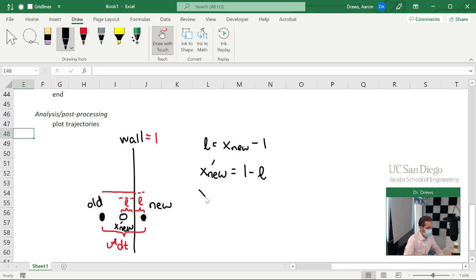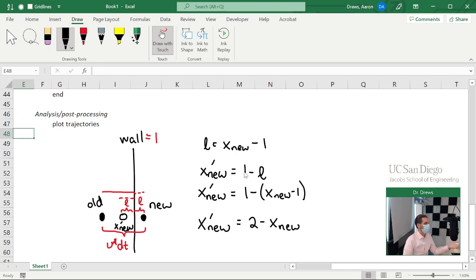And so I can substitute in a couple of these values and get my first wall correction, which is 1 minus L, and L is x new minus 1. And so the corrected value x new prime is 2 minus x new. This is the correction that we have to do if we've detected that we went past a wall. And that's the kind of detection that we're going to work on Wednesday, setting that up.